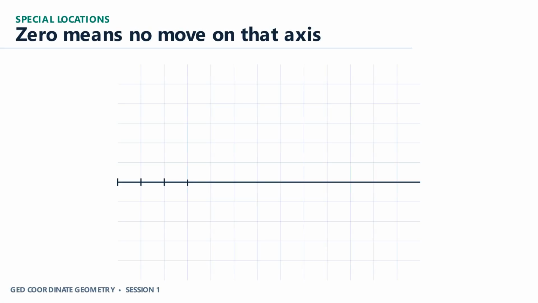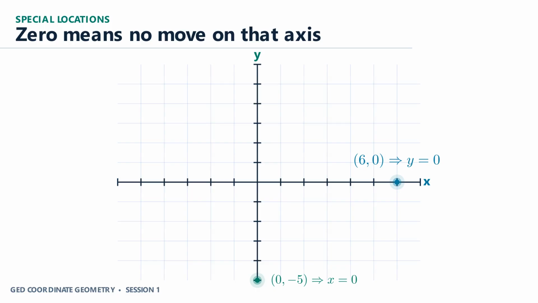Not every point belongs to a quadrant. If x equals 0, there is no horizontal move, so the point lies on the y-axis. (0, -5) is 5 units below the origin on the y-axis. If y equals 0, there is no vertical move, so the point lies on the x-axis. (6, 0) is 6 units right on the x-axis. The origin, (0, 0), lies on both axes and in no quadrant.